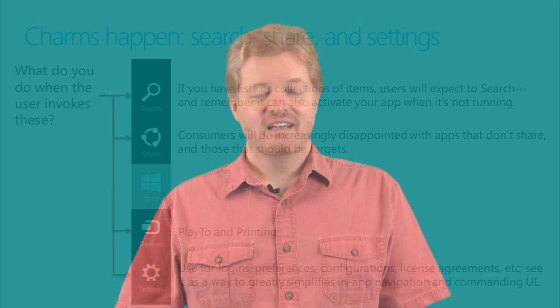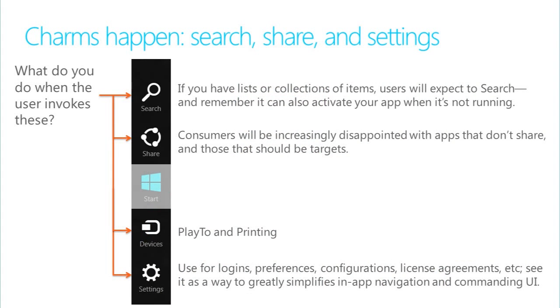With search, ask yourself if your app has anything that can be searched. If the app has collections or lists of any kind, the answer really must be yes. And with search that can be invoked for your app even while you're not running, make sure that the app's activation path has been tested for startup in response to the contract. Similarly, if you have any data that a consumer might think should be shareable, become a share source. The last thing you want is for users to turn away from your app because you don't allow them to share their experience with others.